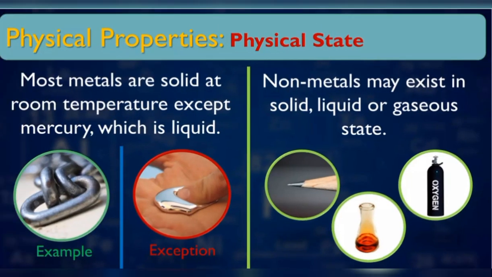Coming to the physical properties, first of all, we are going to look at the physical state. So metals are solid at room temperature. Most of the metals are solid at room temperature except mercury. Mercury is liquid at room temperature. As far as the physical state of non-metals is concerned, non-metals exist in solid, liquid or gaseous state.